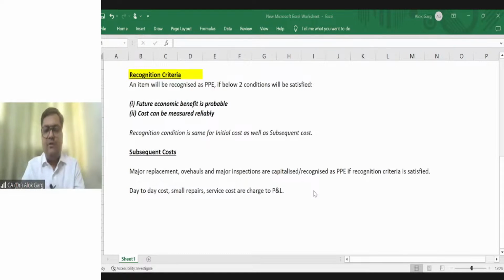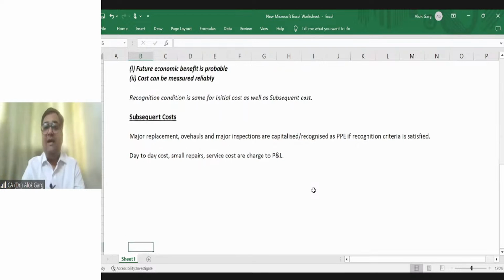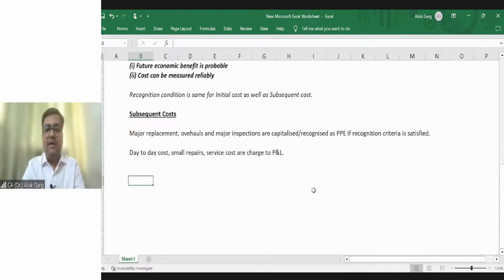Munish, I'll explain that, don't worry about that. The de-recognition of the engine, I'll explain. That is why I have taken you to the Excel file. Now, the subsequent capitalization and de-recognition of the existing component, I'll cover here, and I'll discuss with the help of an example.